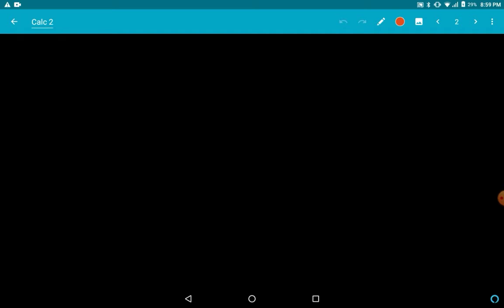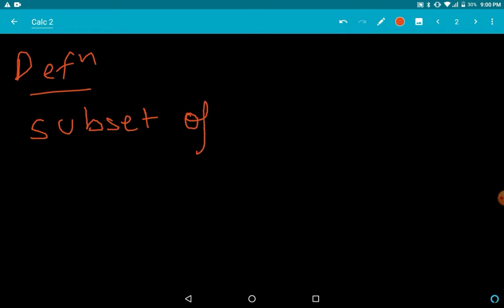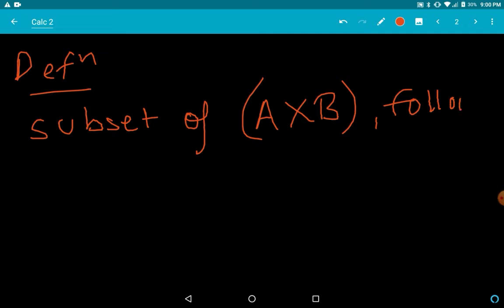I told you A cross B. A relation is nothing but, let me write the definition nicely. Definition: what a relation is. A relation is nothing but a subset of the set A cross B, a subset of A cross B that follows a rule. Understand? A subset of A cross B that follows a rule. Let me give an example, otherwise you will not understand.